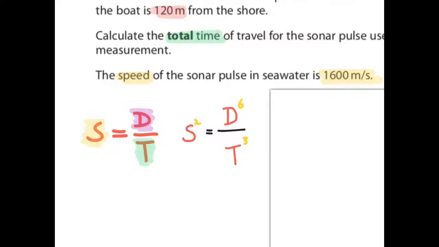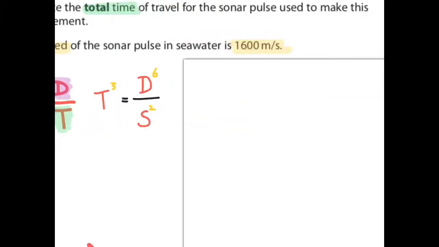But I want to work out time. So how could I rearrange this to make sense? Well, time is 3. What can I do to 6 and 2 to make 3? So if I divide 6 by 2, I get 3. And that makes sense. So time equals distance divided by speed. So you get 1 mark for rearranging.